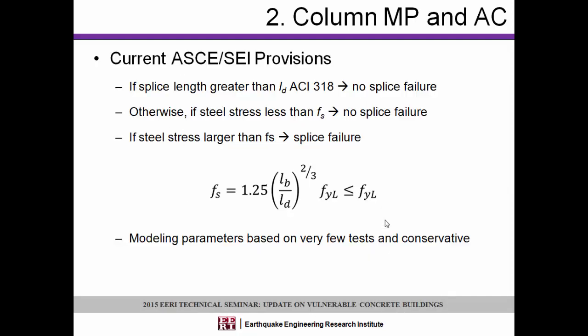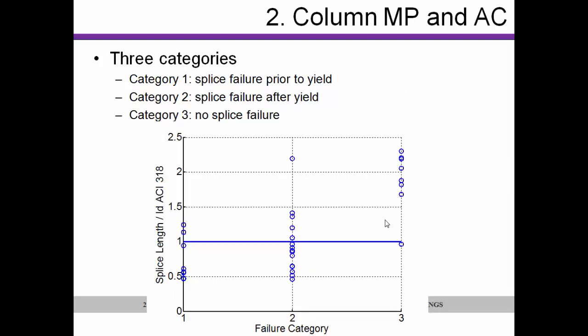Looking at what the ASCE 41 procedures currently are, if you have a splice length that is greater than the development length given in ASCE 318, you say there's no splice failure. Otherwise, if it is shorter than this number, then you compute this FS, which is the stress capacity at splice failure. And the modeling parameters that ensue if you have a splice failure are extremely conservative. Basically, the A value goes down to 0. So this is what is currently in the code. We took that and looked at it with the data set that we have, and we split the data into 3 categories.